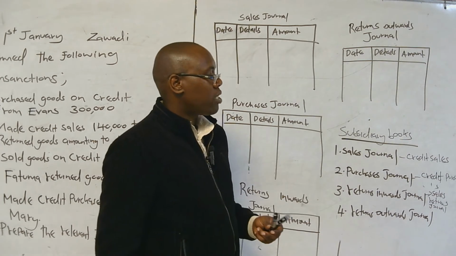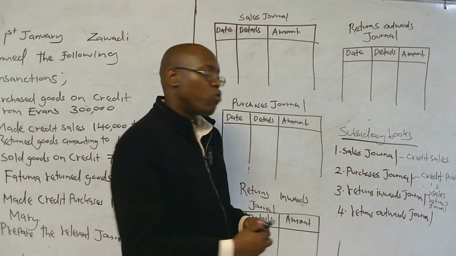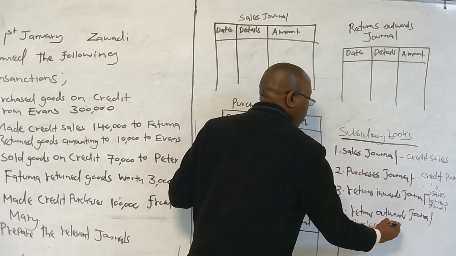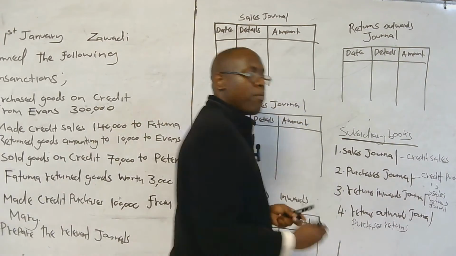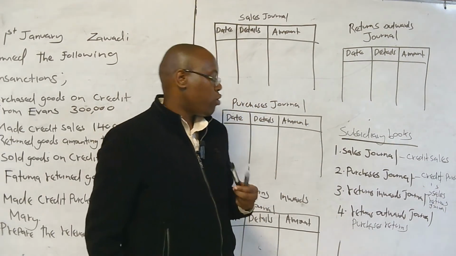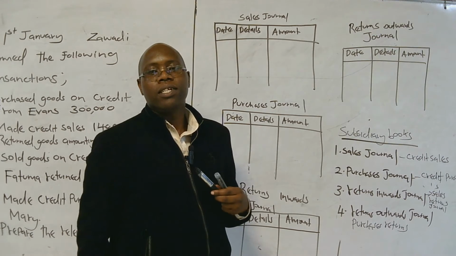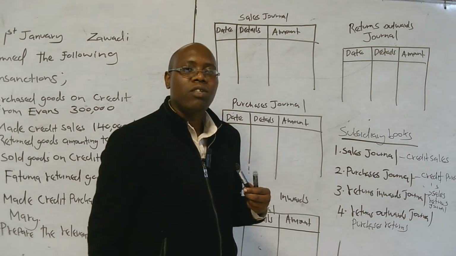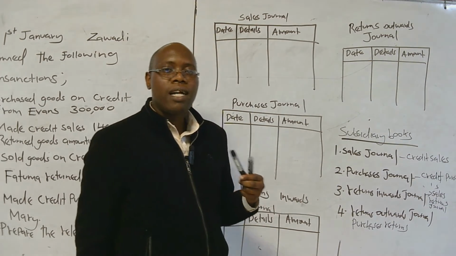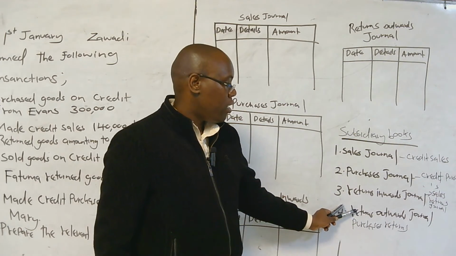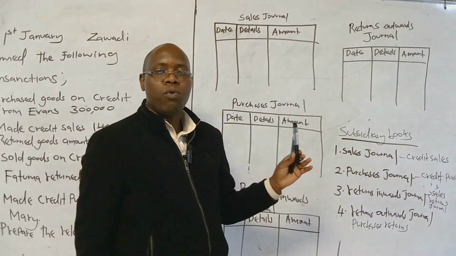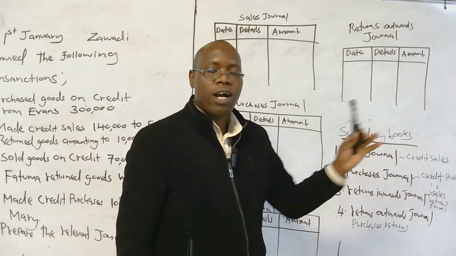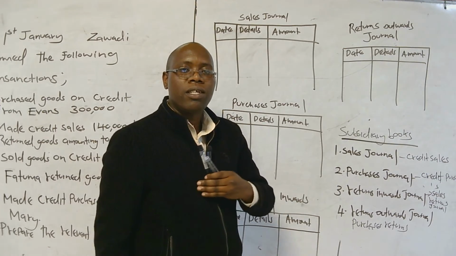When you talk about the returns outward journal, the other name of the returns outward journal is actually the purchases returns. So that's what we call the purchases returns. In this particular case, we are returning to our supplier. So the returns to our suppliers are going to be recorded in the returns outward journal, because what we had actually purchased from the supplier, we are returning it to him or her. So the goods are leaving our business to the supplier.